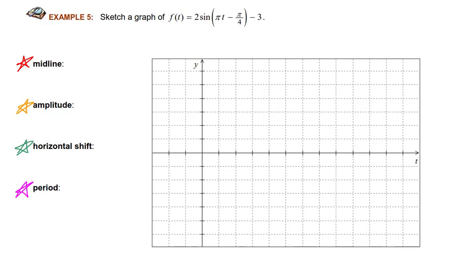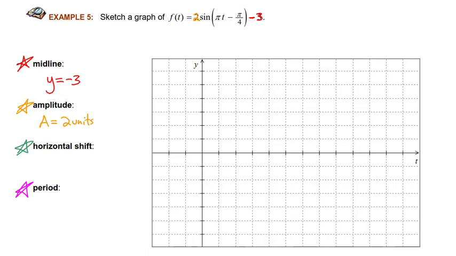Starting at the top, we can determine the midline by noticing that this function has a minus 3 on the outside of the function. That minus 3 will cause the sine wave to be shifted down 3 units, resulting in a midline of y equals negative 3. The amplitude can be determined by this number 2 on the outside of the function. That number will cause a vertical stretch by a factor of 2, resulting in an amplitude of 2 units.